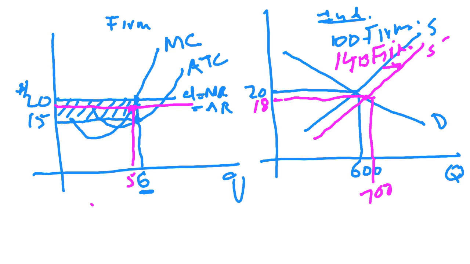But the problem is not solved yet, because if all these 140 firms are still making profits, you can see that price is now 18, but average total cost is slightly lower, let's say somewhere here. But still each firm is making profit. What will happen? New firms will continue to enter until the new price level will reach the minimum of average total cost.